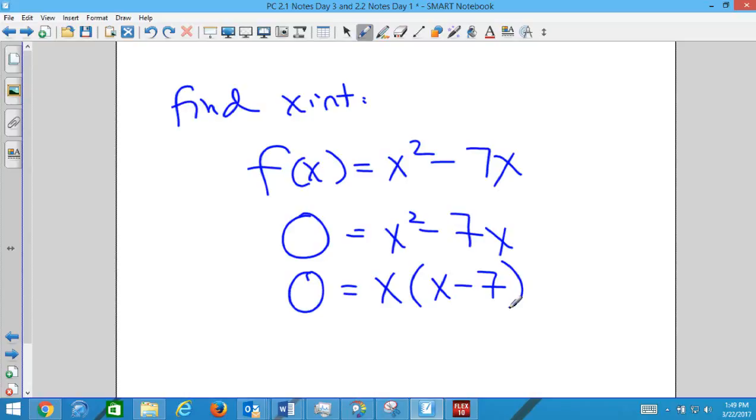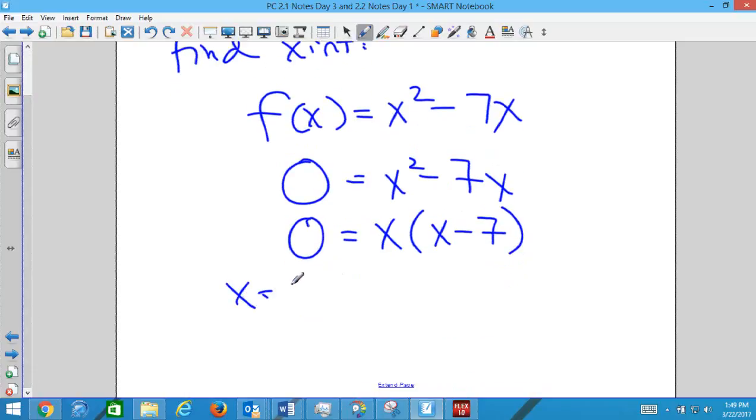That was an even number, we should have completed the square. If that was an even number, we should have completed the square. If it factors, factoring is the most efficient, fastest way. Okay, and then our x-intercepts would be 0 and 7, if it was like that. So I gave you a few to just practice factoring and solving.